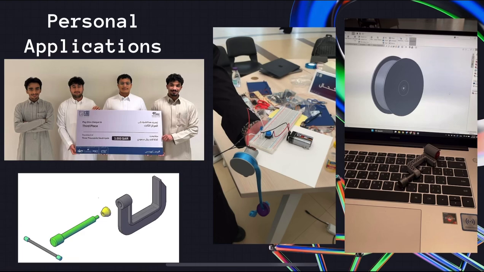Personal applications. As a mechanical engineering student, FDM can be extremely useful for us. We can use it to print parts for design projects, mechanical assemblies, or experimental models. It allows us to quickly test our ideas before final manufacturing. Instead of waiting weeks for machining, we can produce a prototype within hours. Overall, FDM supports innovation, creativity, and faster product development.